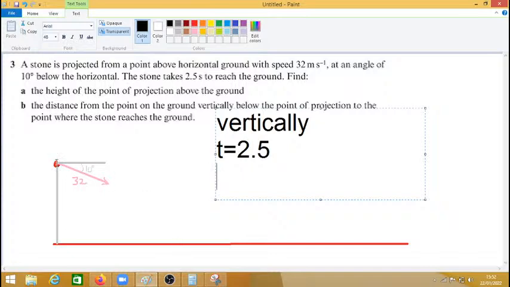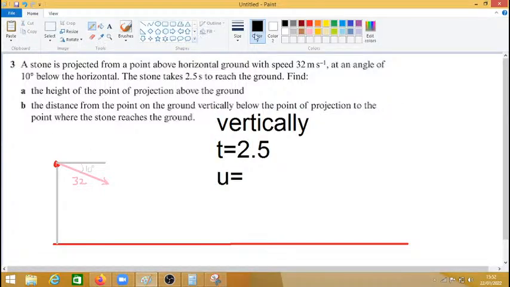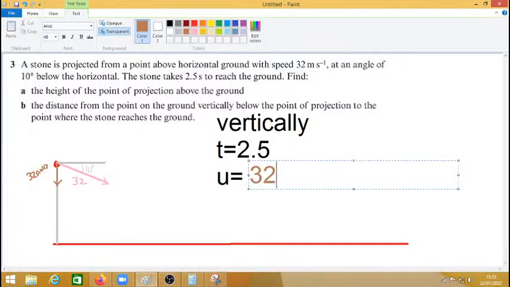What was the initial velocity vertically? The initial velocity was 32 meters per second, but we want the vertical component, so that's this one. That's not next to the angle, so that's going to have to be, let me just draw that in for you so you're clear. We want the vertical component of the 32, so that's this bit here. So that's going to be 32 sine of 10. 32 times sine of 10 degrees is the initial velocity going down.